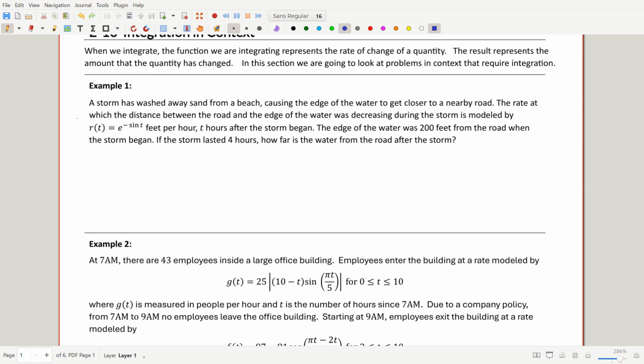Okay. So the idea is when we integrate that rate, so if I integrate r of t dt, and we're going to do it from 0 to 4, so I'm going to put those limits in, from the beginning of the storm till 4 hours into the storm. This will tell us how much the distance between the edge of the road and the water has decreased.